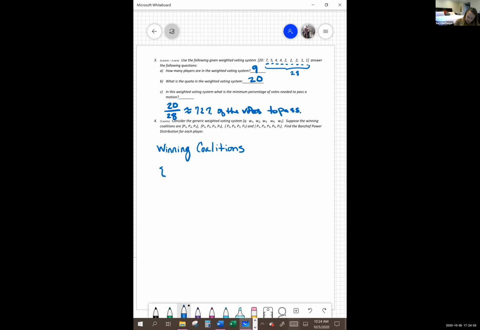And so we have player 1, player 2, and player 3. We also have player 1, player 2, player 3, and player 4. We have, oops, sorry, that was 4 and then 5. Doesn't really matter. Player 1, player 2, player 3, and player 5. And then the coalition that has everybody. Player 1, player 2, player 3, player 4, and player 5.